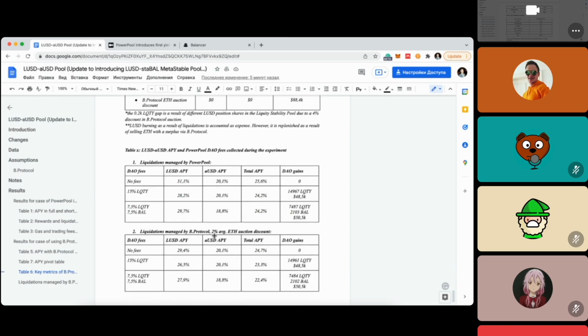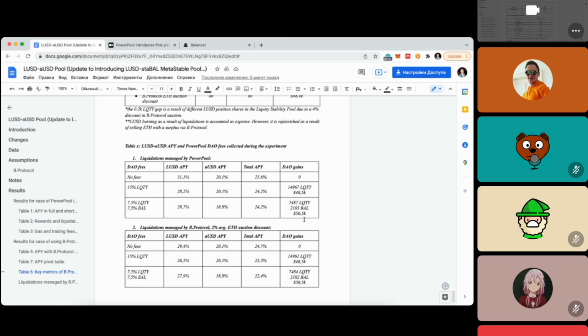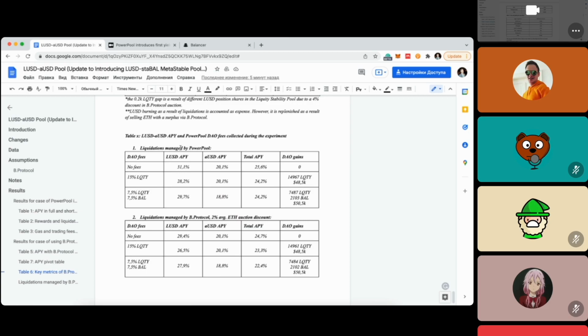And here is also how much PowerPool DAO will gain during this month of operation. So for the case of liquidations managed by PowerPool, and for the case of liquidations managed by B protocol, you can see that these amounts are the same, because we charge all the DAO fees from the rewards. The rewards are the same. It doesn't matter who will liquidate the Ethereum. But APY is slightly different, because we also added 2% of Ethereum discount, as an average amount, to make this APY more real.